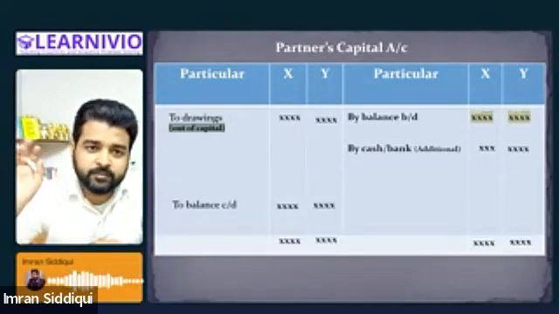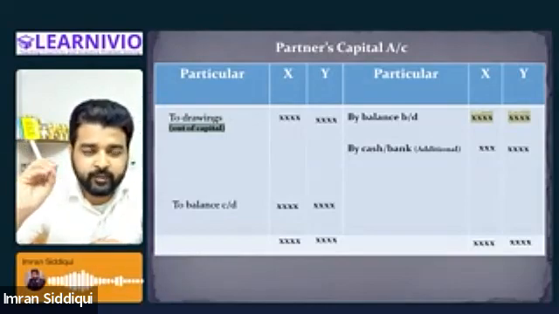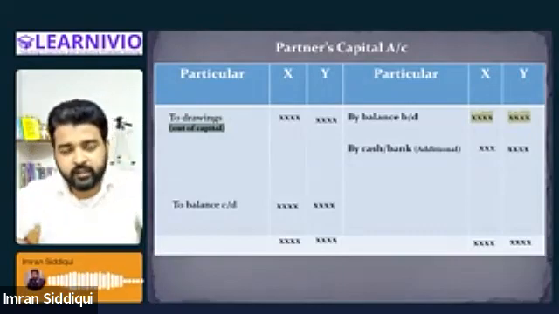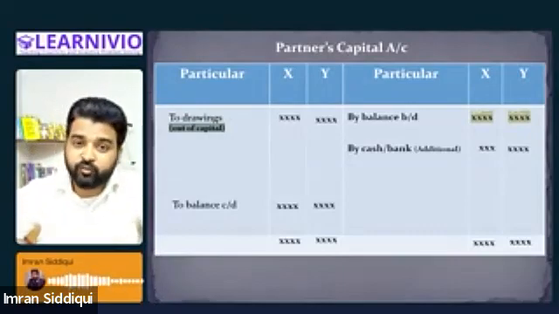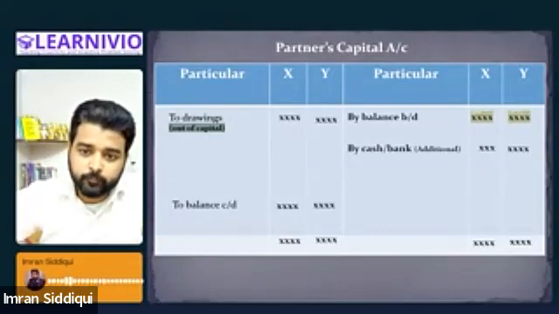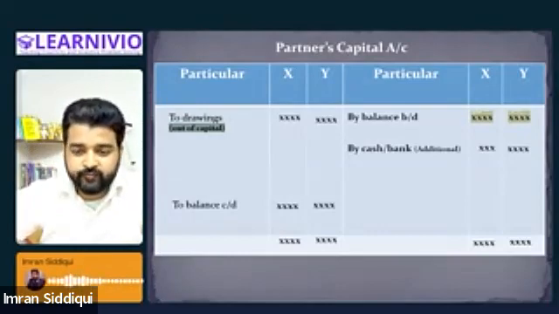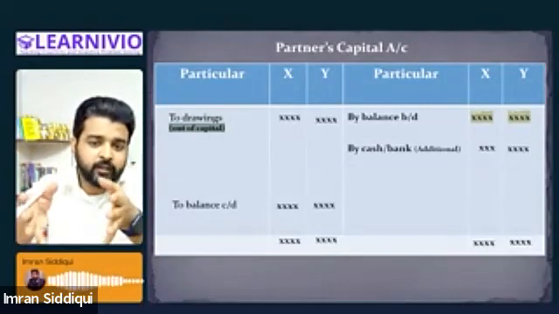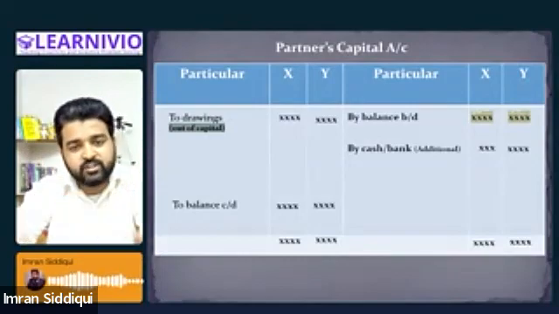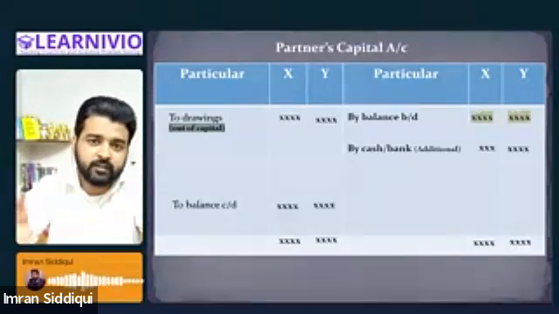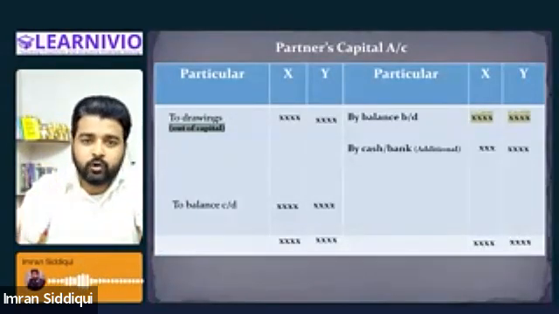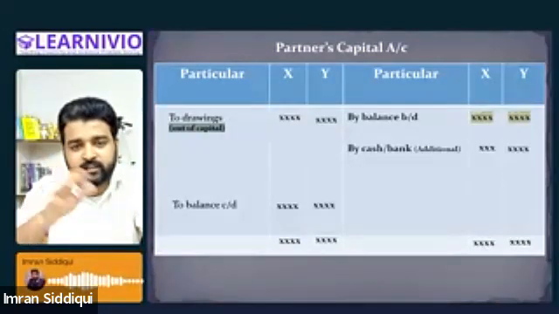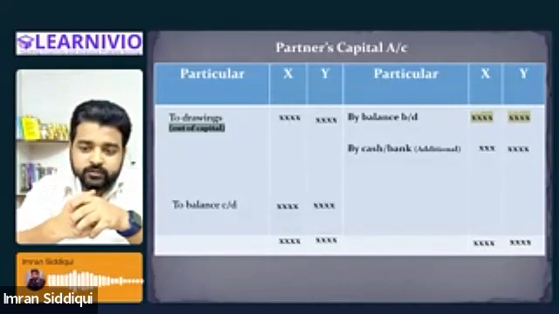There is no general presumption regarding the drawing being made out of capital. The general presumption is that drawings will always be made out of profit. So we need to record the amount of drawing in the partner's capital account only when the question specifically says that a certain amount of fund is being withdrawn by the partners, and that too out of capital. Then only we'll record that in the partner's capital account on the debit side. Got it? I hope this is clear.